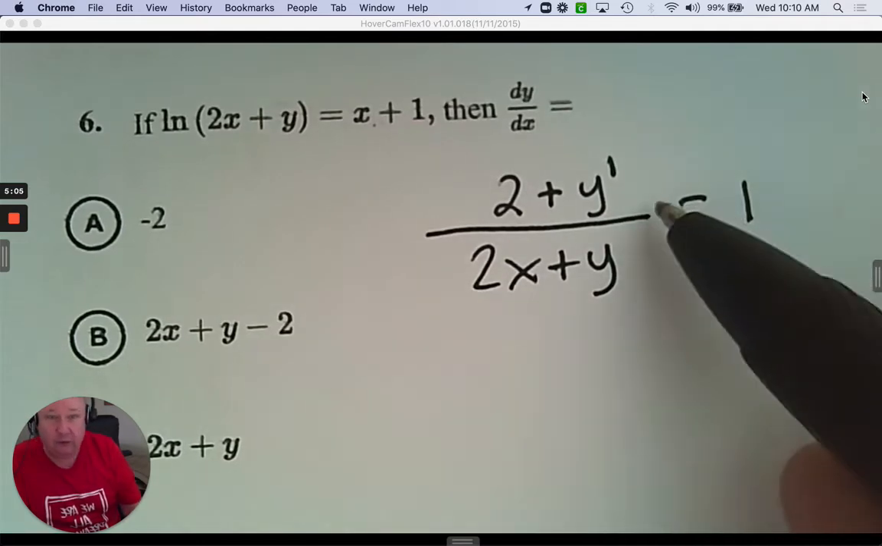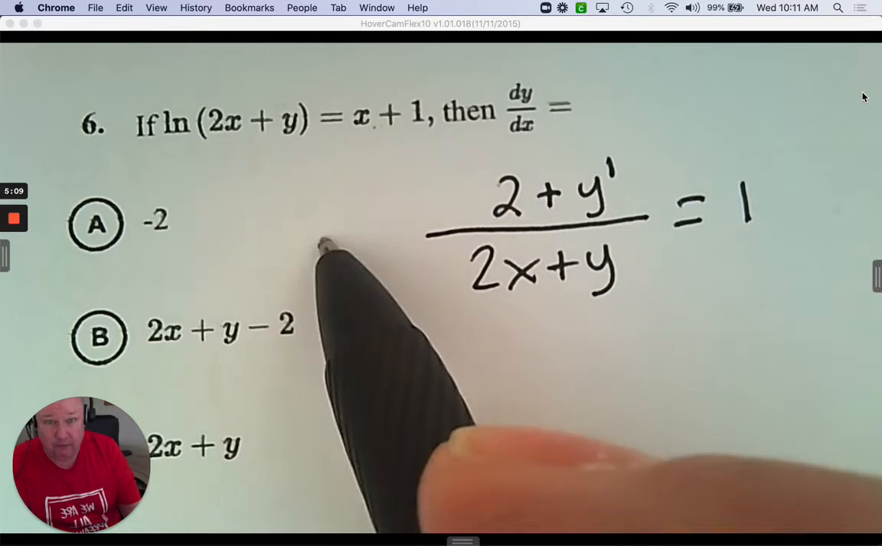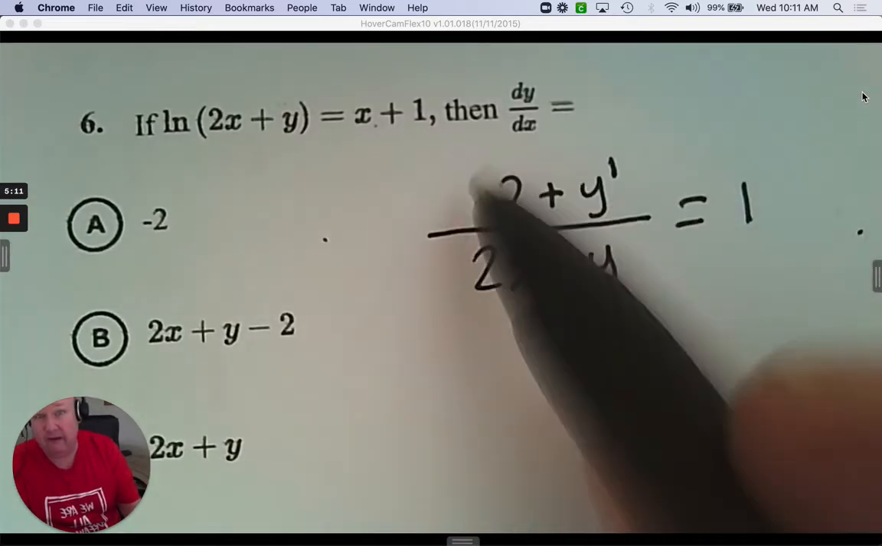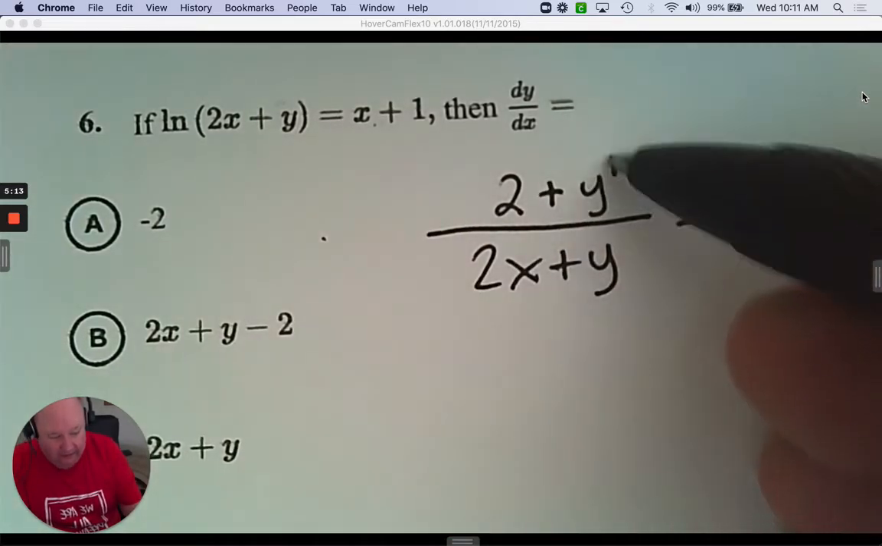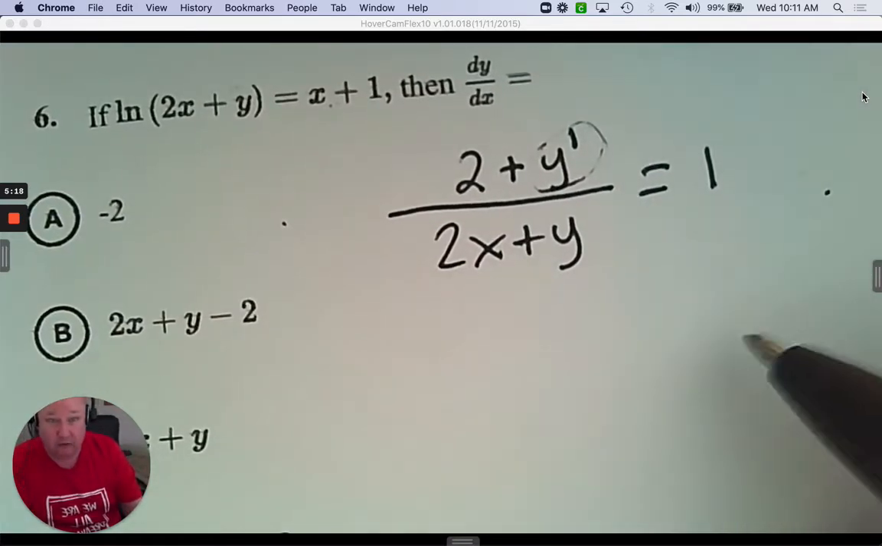You now need to do the algebra to get y prime by itself. So I would multiply both sides by 2x plus y, subtract, and then do the algebra to get y prime by itself. Number 7, and show your work.